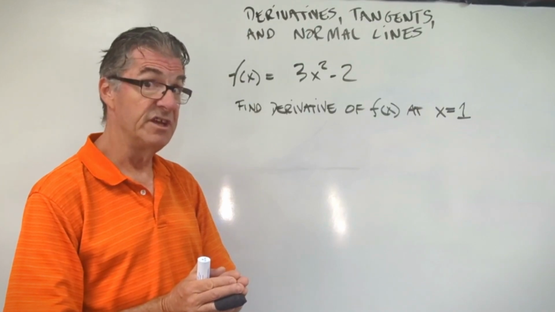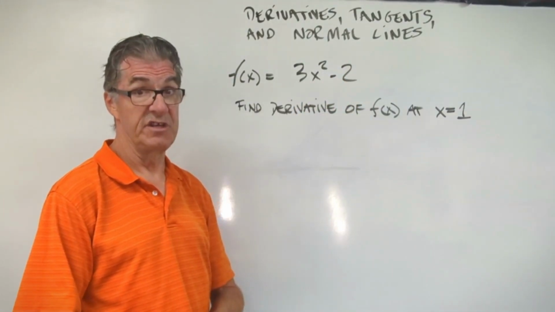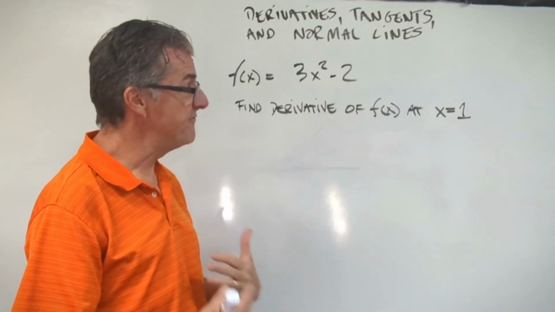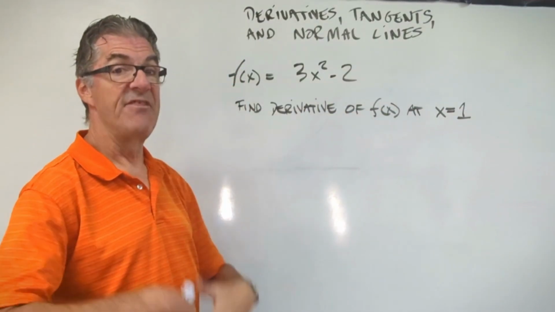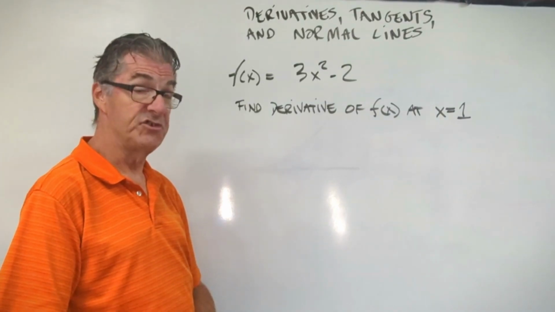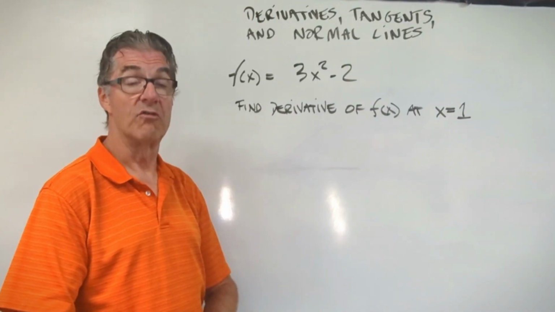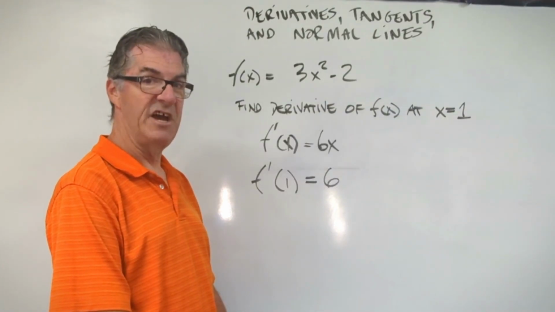The first thing you need to do is find the derivative function of that function. Then once you have that, you plug 1 into the derivative function, and that will tell you the value of the derivative. So you have all the tools to do that. Pause the video right now and do that calculation and come right back. Okay, let's see how you did.